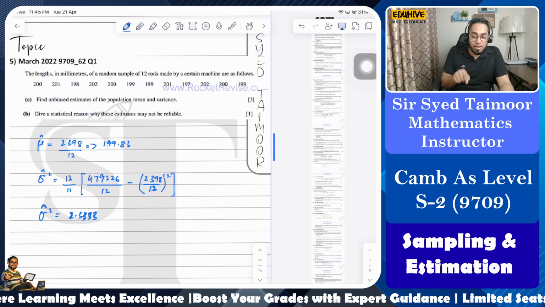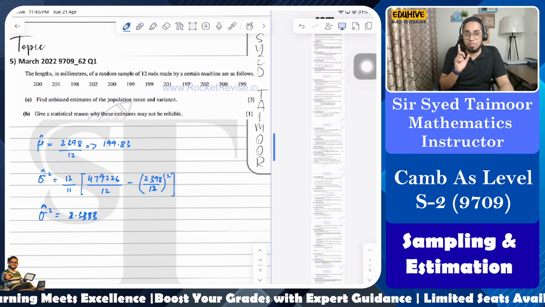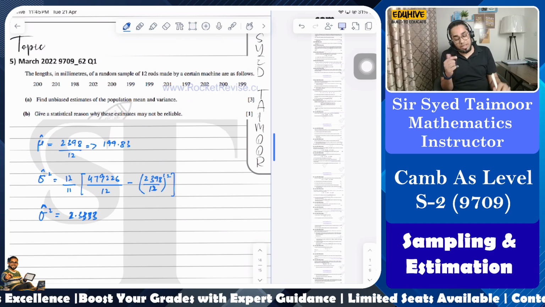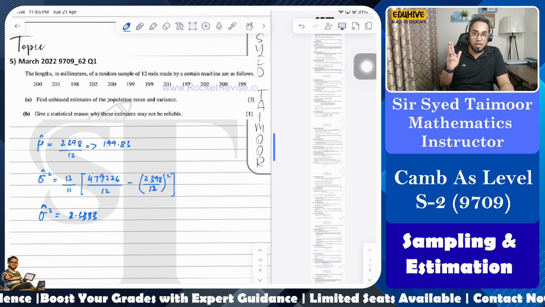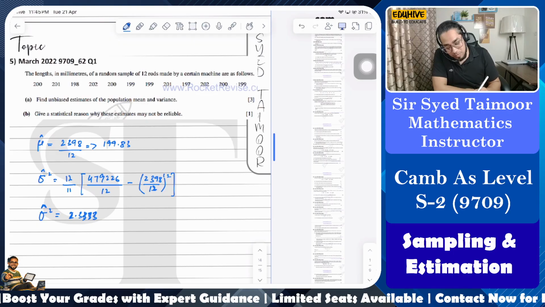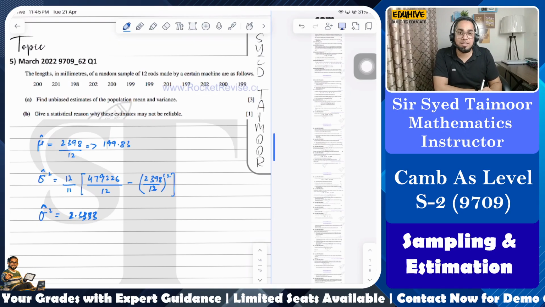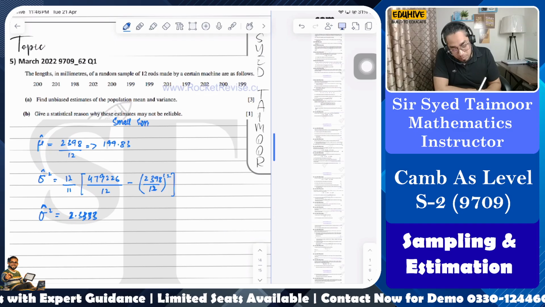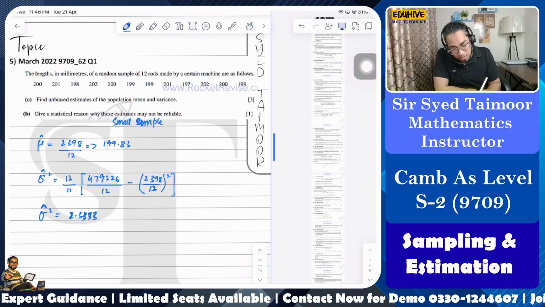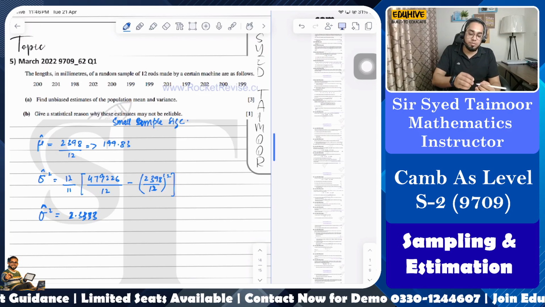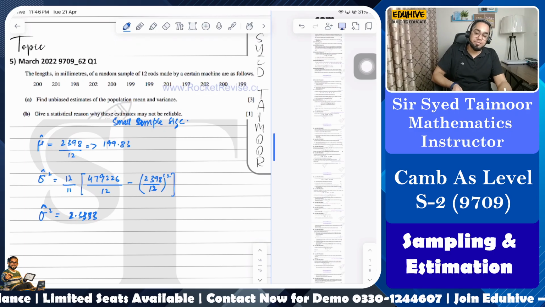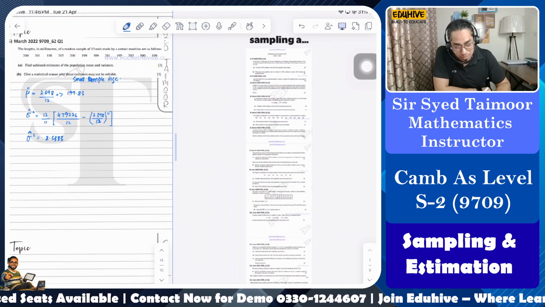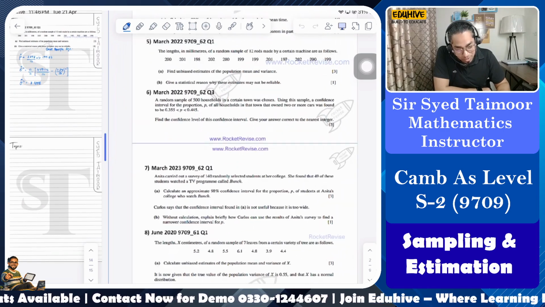So now over here, when you see this question, there is a very small sample size. What is it? It's 12. So they were asking, give a statistical reason why these estimates may not be reliable. Small sample size. Okay. I thought that you were saying no, not okay.